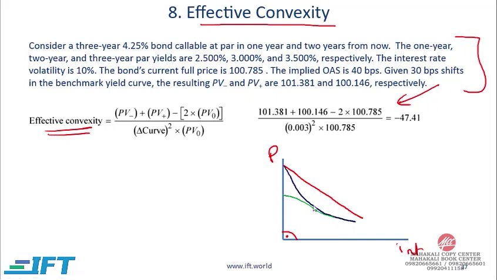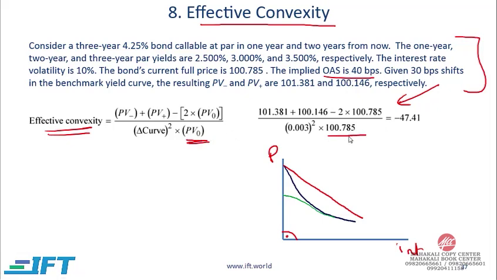Now, how do we calculate the level of curvature? That's given by this formula. If we have the information shown here, we simply plug into this formula more or less the same way that we did with effective duration. We start out with a given value of PV naught. We have a certain option adjusted spread given the level of volatility.